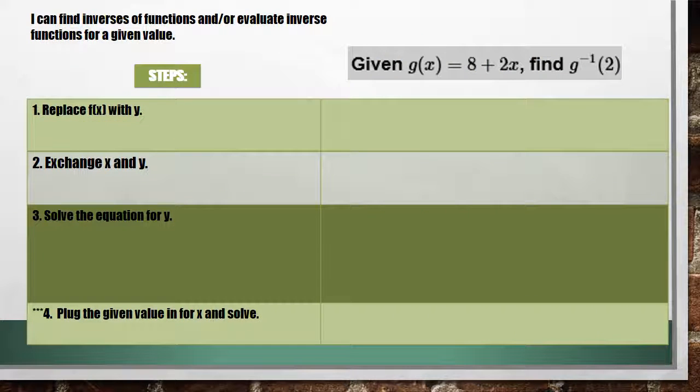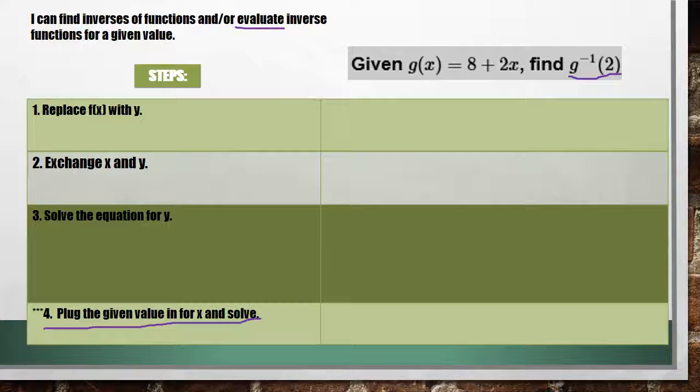Okay, so now this one is an evaluating one. So do you see how right here it says find g, the inverse g of 2? So we're going to follow the same process, but down here at step 4, we're going to plug the value in for x instead of writing the inverse notation.